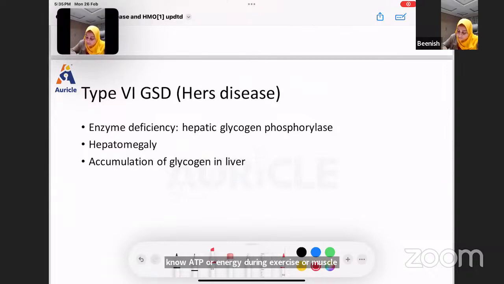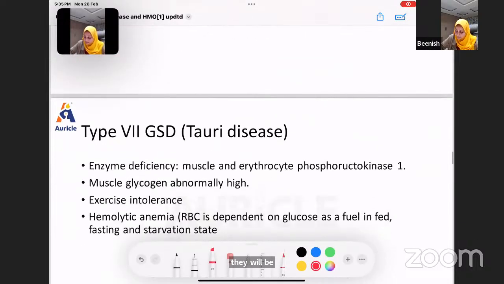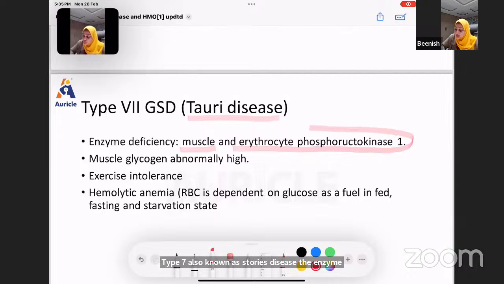Okay. Type 6, also known as Hers disease. Here the enzyme deficiency is in hepatic glycogen phosphorylase. So there will be hepatomegaly and accumulation of glycogen in the liver. Type 7, also known as Tarui's disease, the enzyme deficiency is in muscle and erythrocyte phosphofructokinase 1.